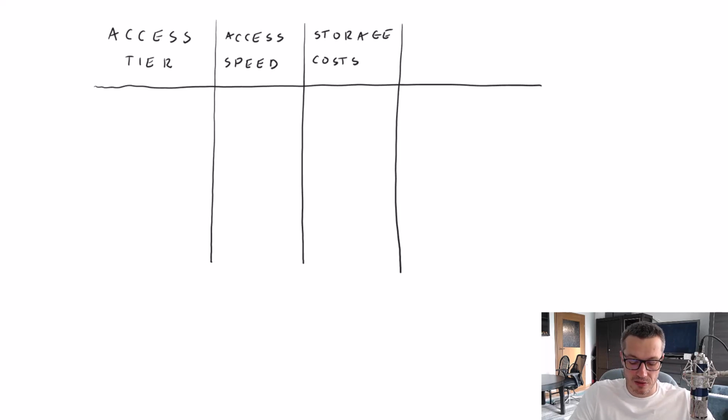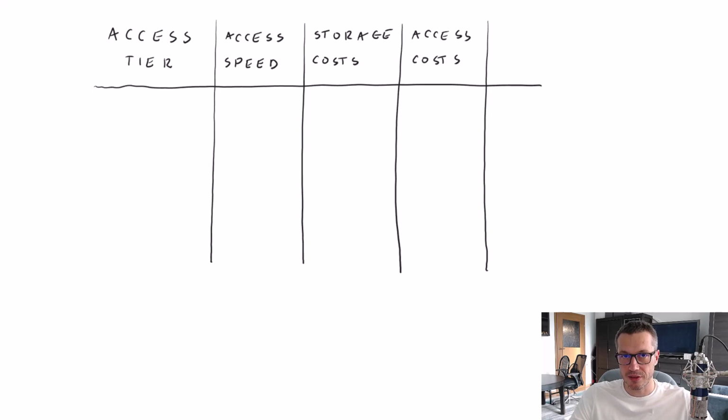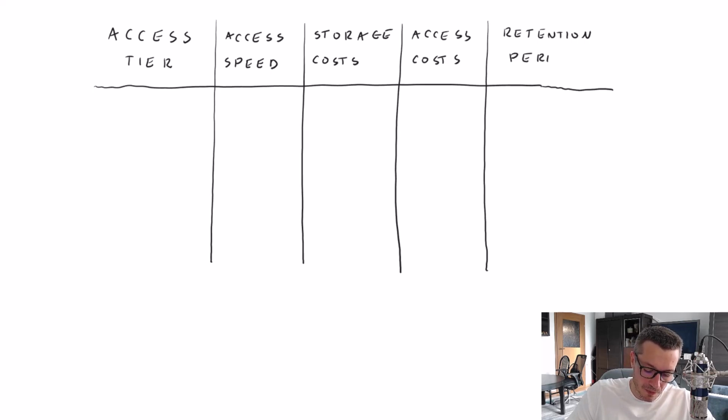Then we've got access costs. And access costs simply means how much we'll pay for reading and writing data from our data lake. And lastly, there is something that I will call retention period, and we'll get back to it soon. Retention period. All right, so these are our features that we would like to compare. Now, the first access tier we have is called hot.